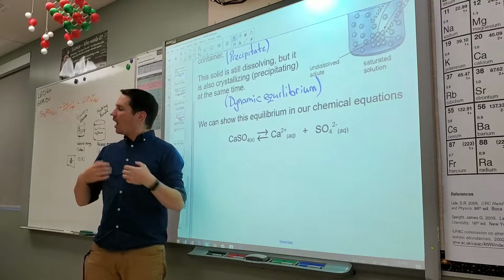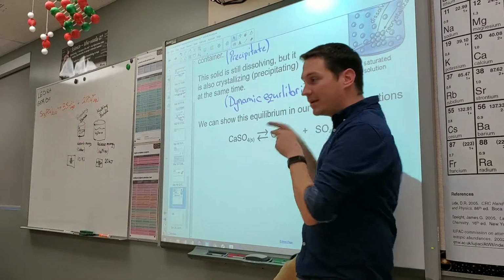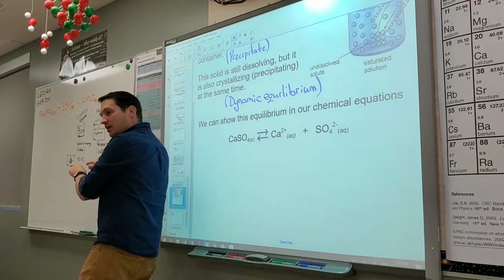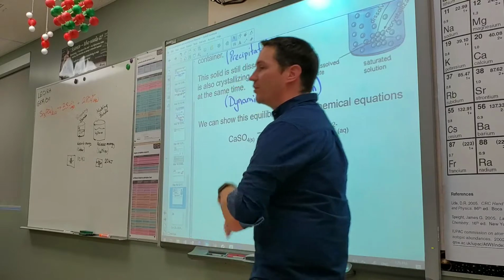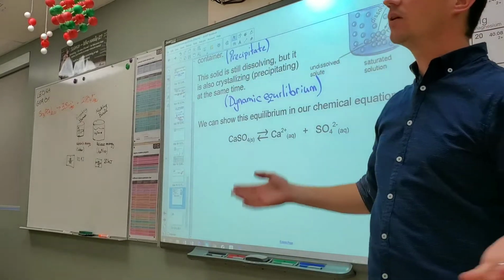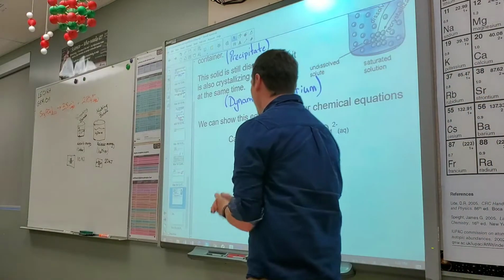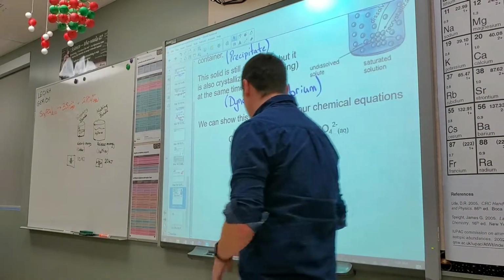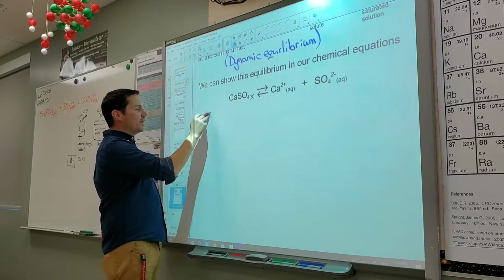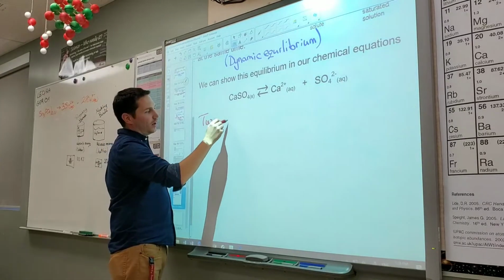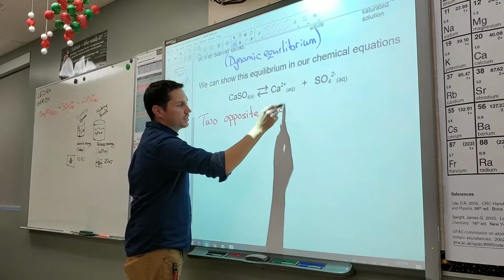The bottom. I'm representing that there's actually two reactions happening at the exact same time, right? There's the forwards reaction and the reverse reaction. And there's a whole class of reactions that we call equilibrium reactions that you'll learn about in Chemistry 30. But for right now, this is all we really need to know. So we will describe this a little bit more. So we have two opposite reactions.